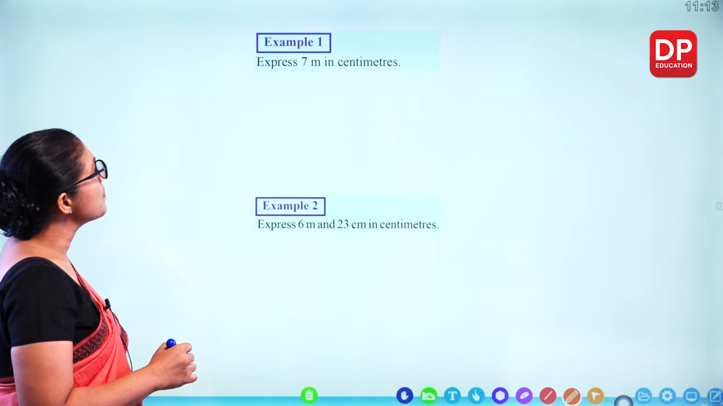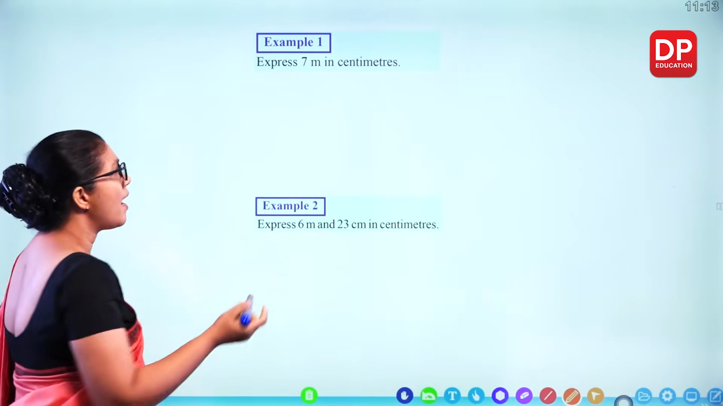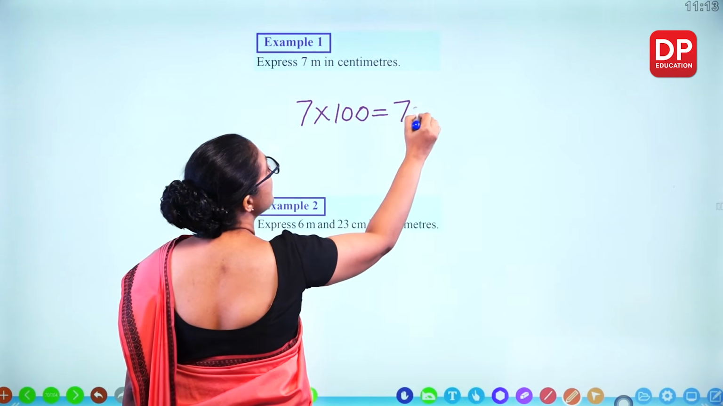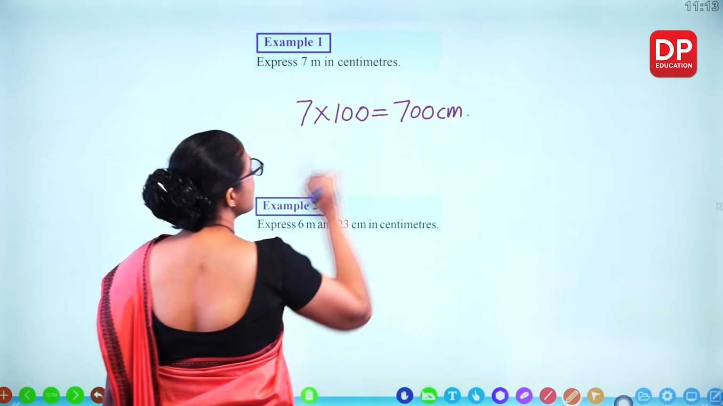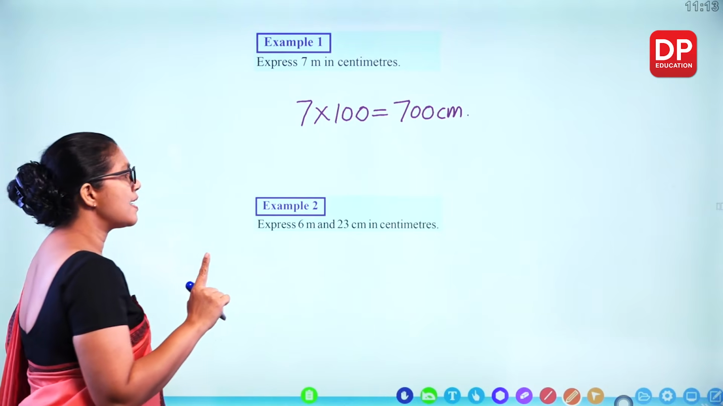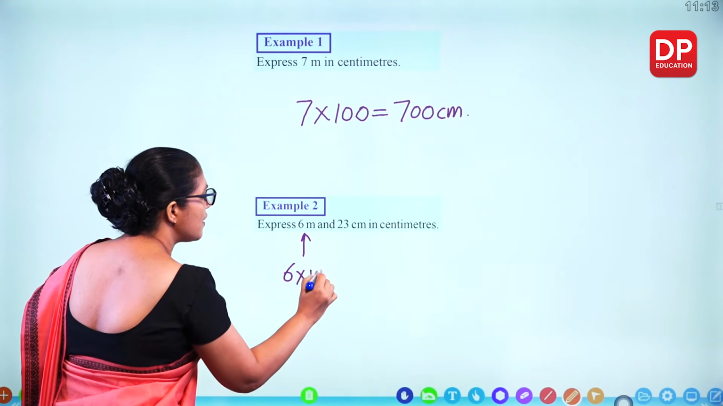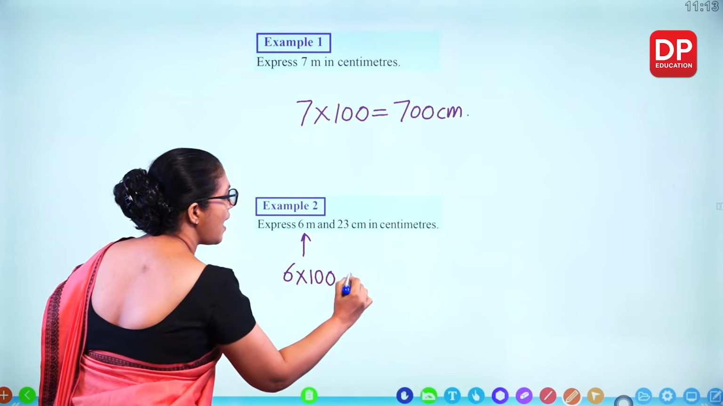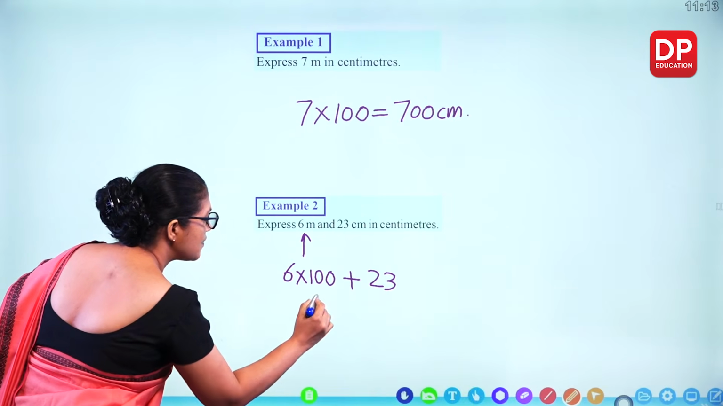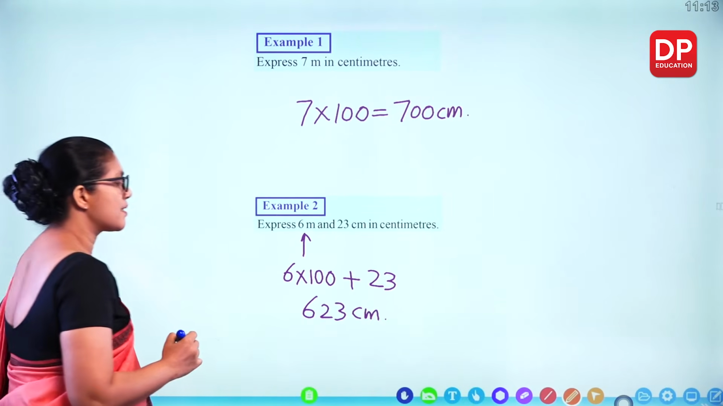Example number 1. Express 7 meters in centimeters. Multiply by 100. 700 centimeters. Example 2. 6 meters and 23 centimeters in centimeters. We'll multiply this by 100 to convert to centimeters and add this one, 23. 600 plus 23, 623 centimeters.